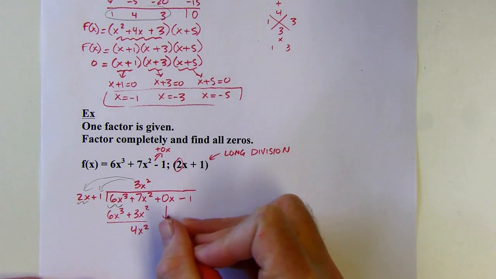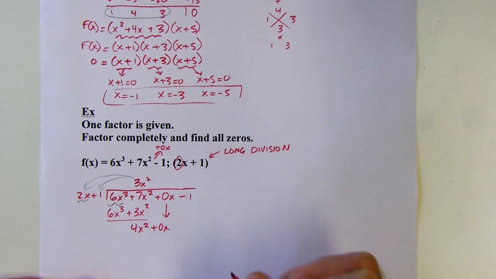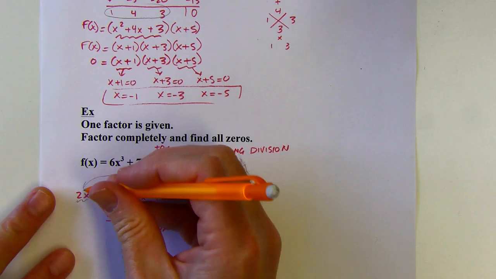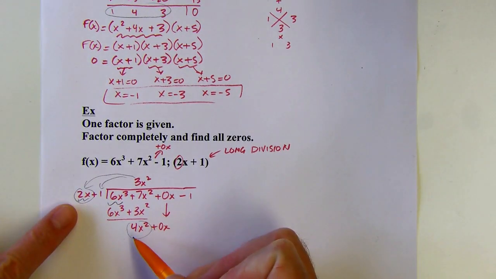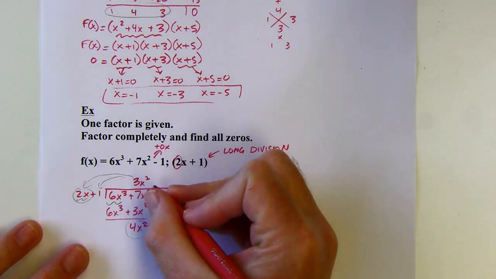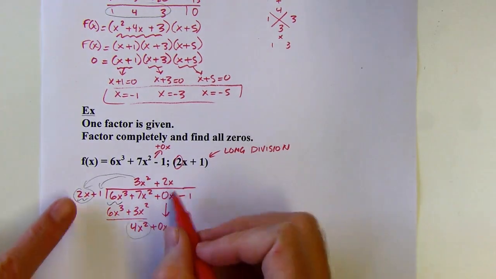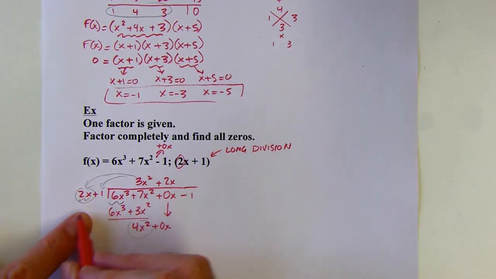Okay? I'm going to pull down the 0x. And now I'm thinking, just concentrating on these two pieces, 2x times something equals 4x squared. That would be 2x. So I want that above its like term right there. And then again, I'm going to distribute back into the binomial.